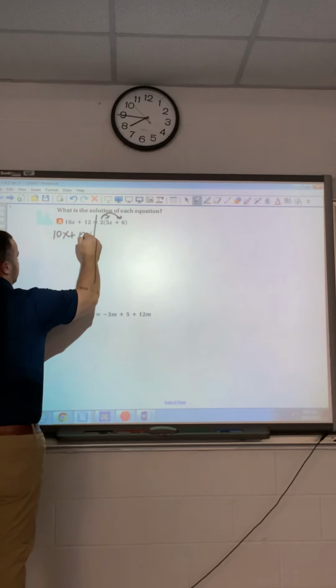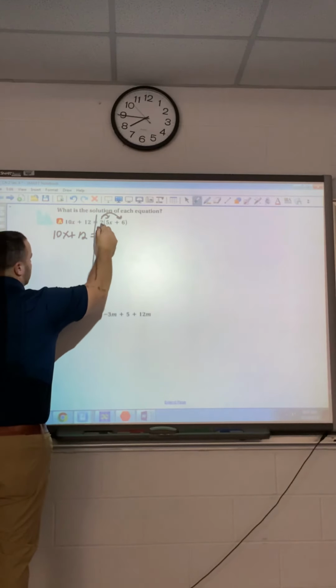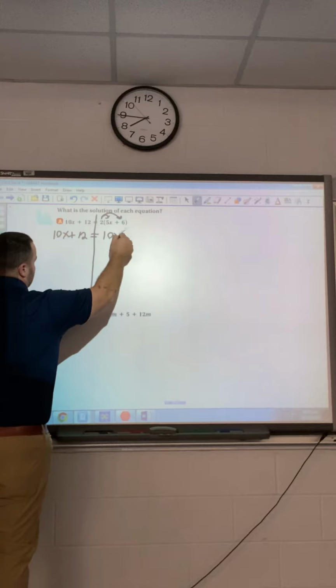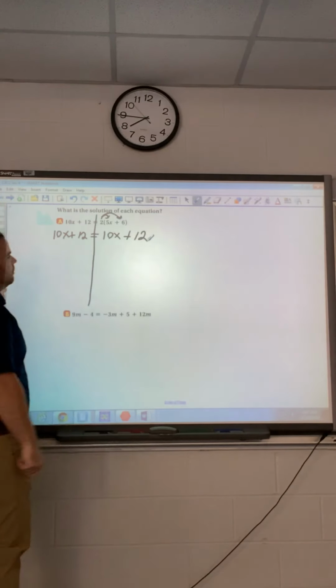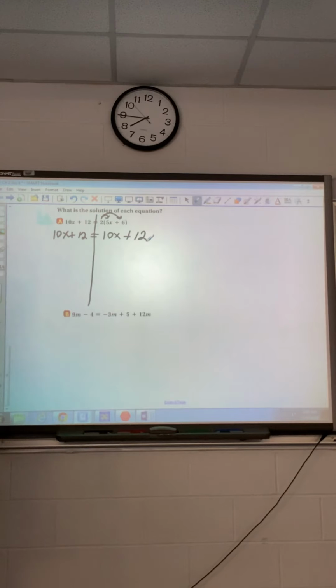10x plus 12 equals, hey, 2 times 5x is 10x. 2 times 6 is 12. Huh. It looks weird, doesn't it? Why does it look weird? It's the same on both sides. Okay, let's keep going. Let's just keep that in the back of our minds.